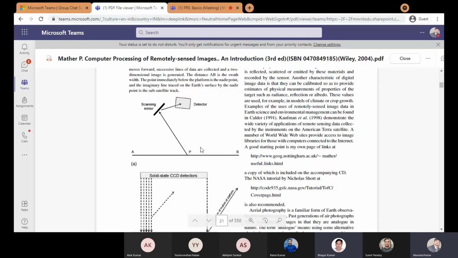The question is, at point P we have a smallest area element, that is a pixel. The energy coming out from that area element is sensed by 3 detectors, and each detector is designed for a different band. So how many unique digital numbers will be collected? So what do you mean by band?